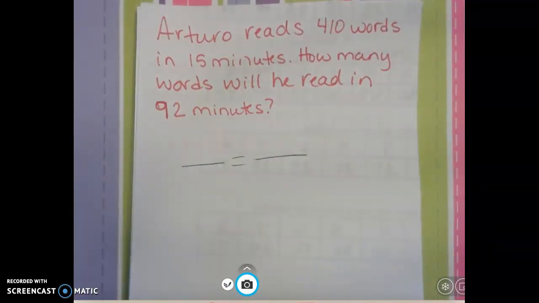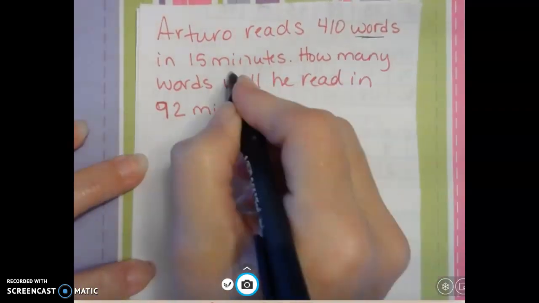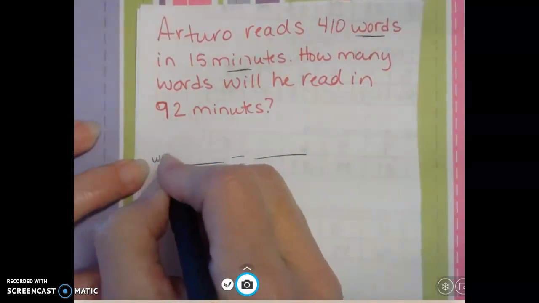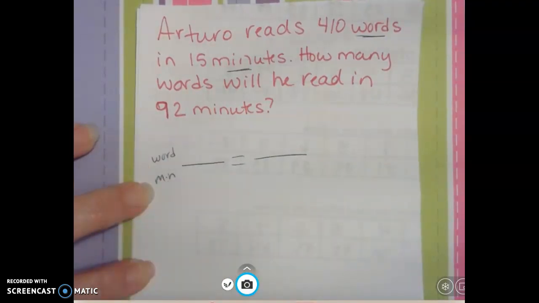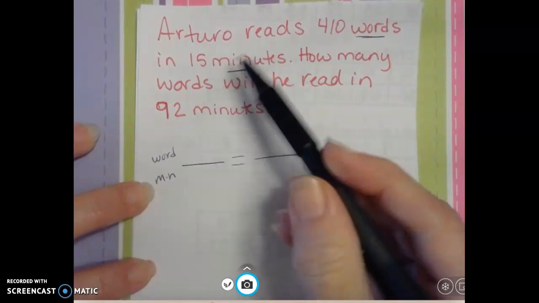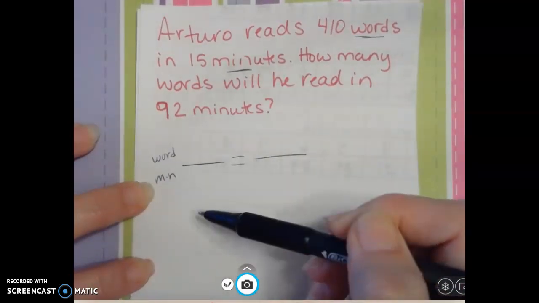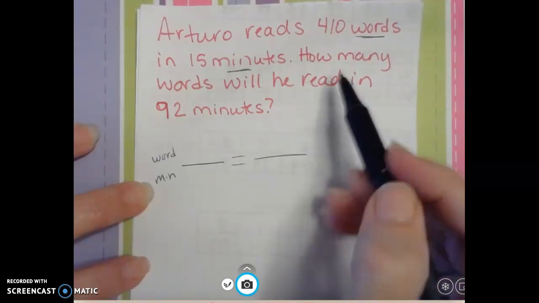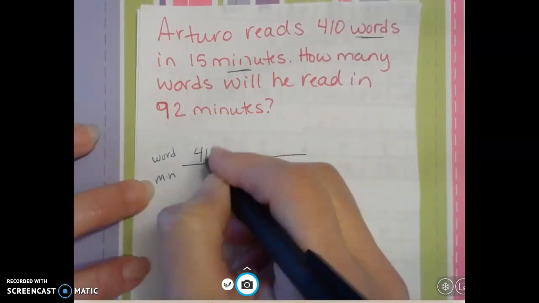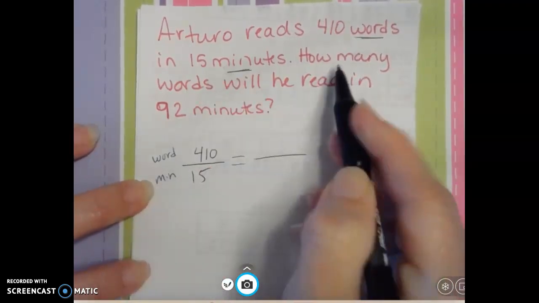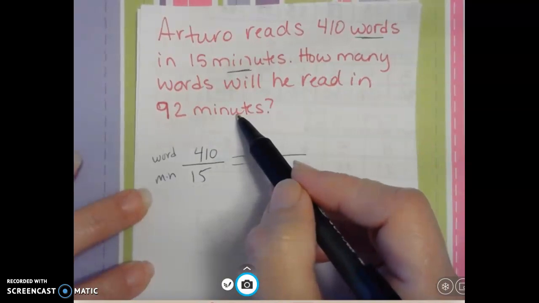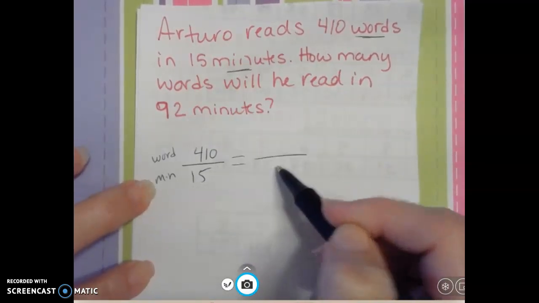We need to focus on what two key things are we talking about. We're talking about words and we're talking about minutes. Now, what I always ask my mathematicians to do is make a little note over to the side what order you're going to use. So if I'm comparing words to minutes, then on my other side I need to also compare words to minutes. Okay, so this side needs to be in the same order. So if I do 410 words to 15 minutes, then on the other side it says how many words will he read in 92 minutes. So the minutes has to go on the bottom because that's where minutes is on the other side.